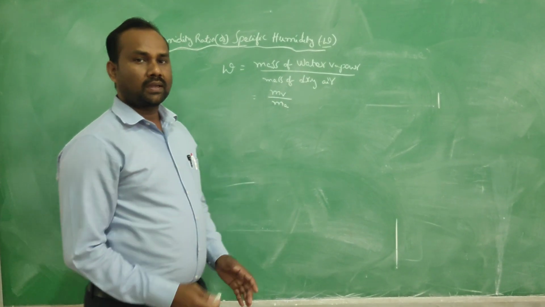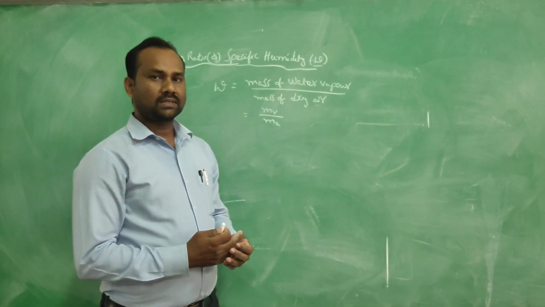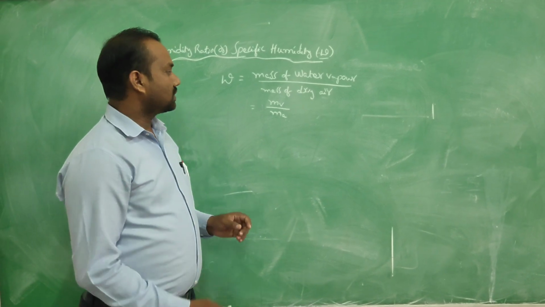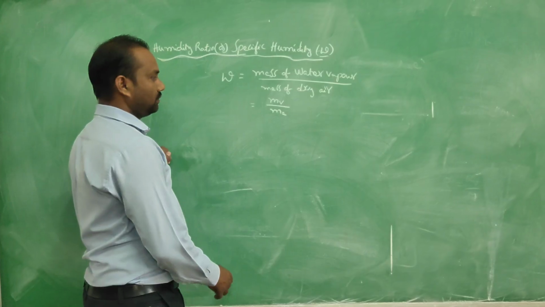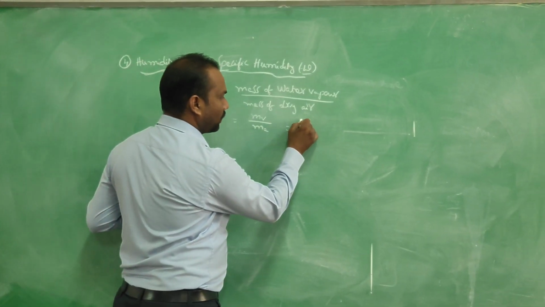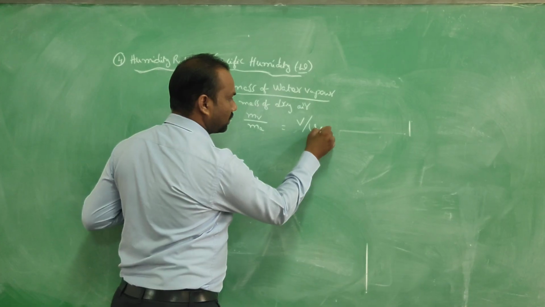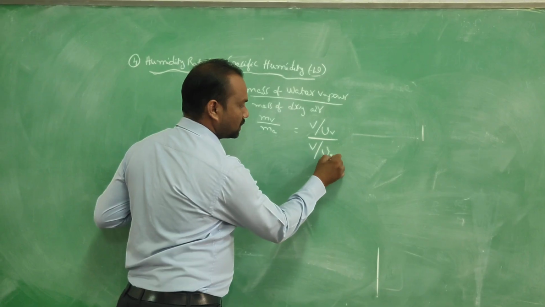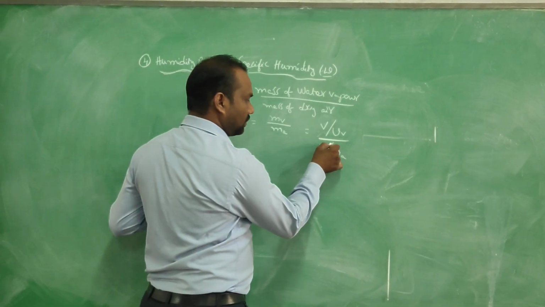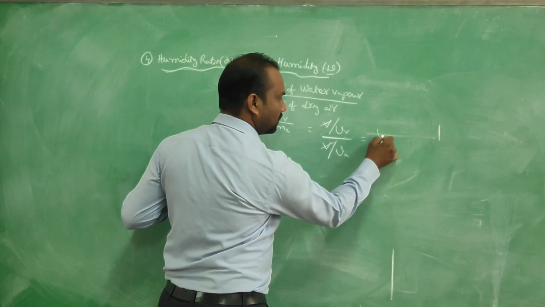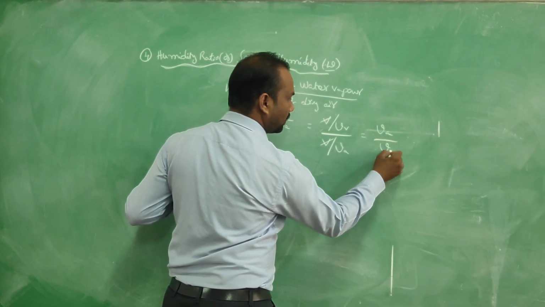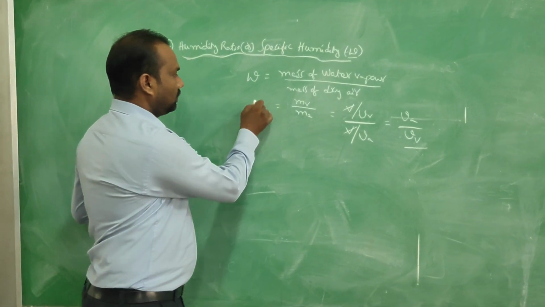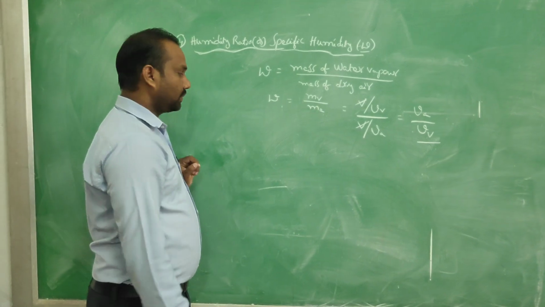We know atmospheric air or moist air is a mixture of water vapor plus dry air. The ratio of mass of water vapor by the mass of dry air is known as omega. And mass of water vapor, we will get as volume of water vapor by specific volume of water vapor. Similarly, volume of air by specific volume of dry air. Then this can also be defined as the specific volume of dry air to the specific volume of water vapor. That is the definition of omega, right?